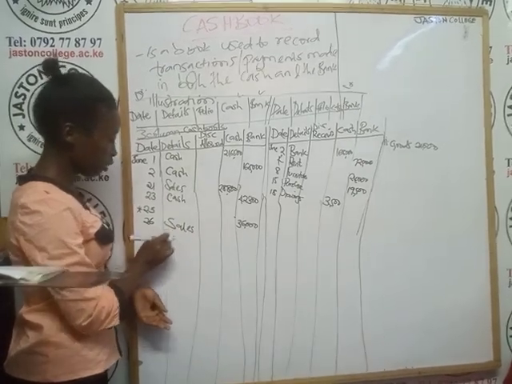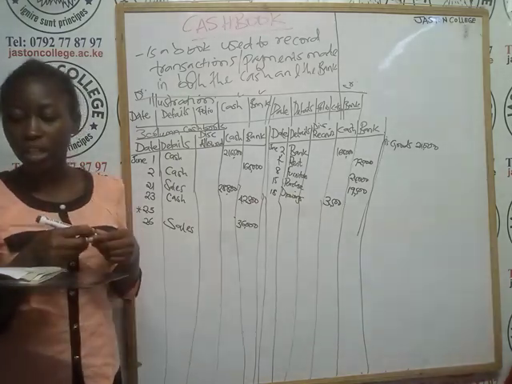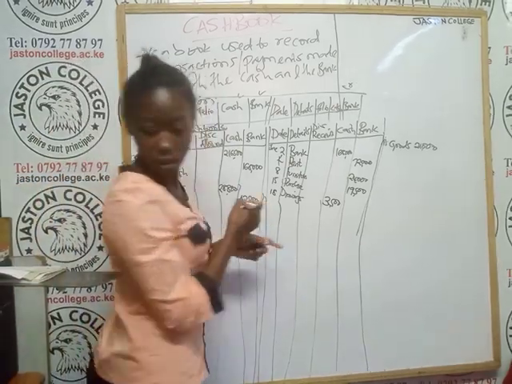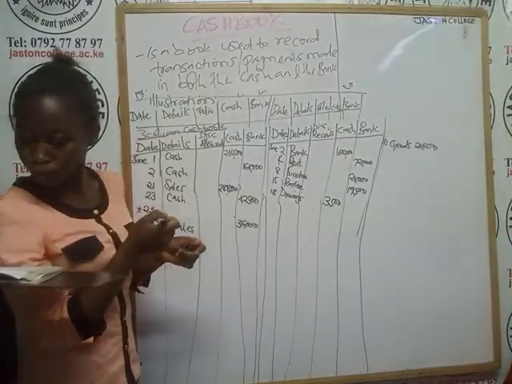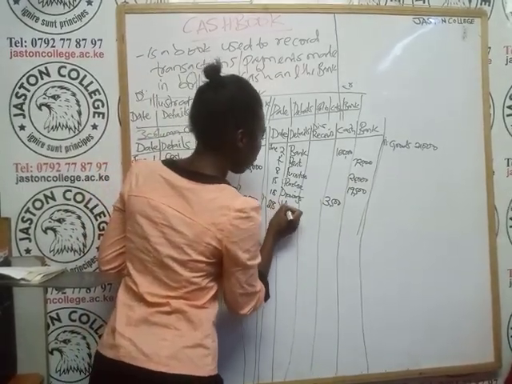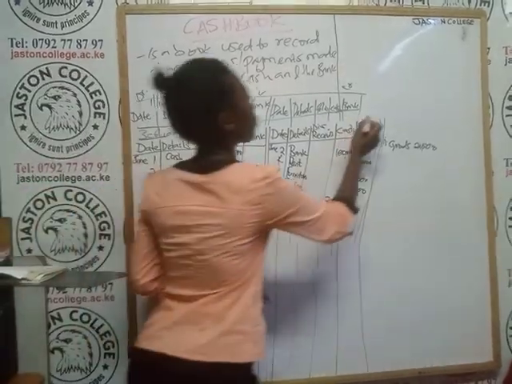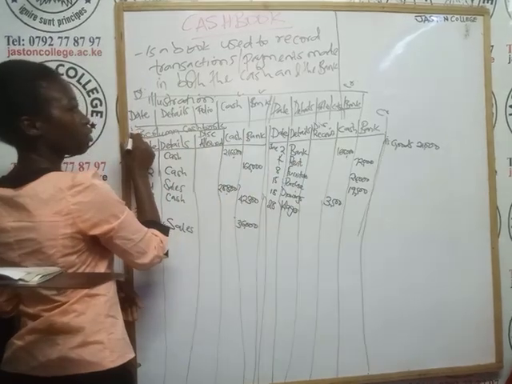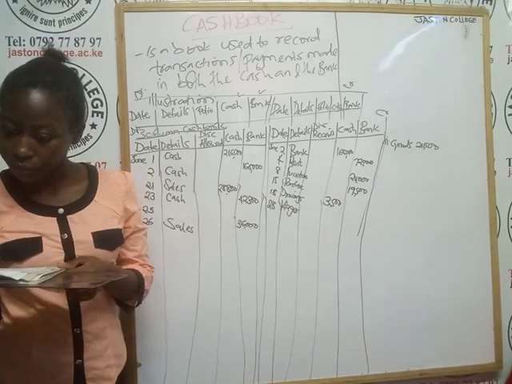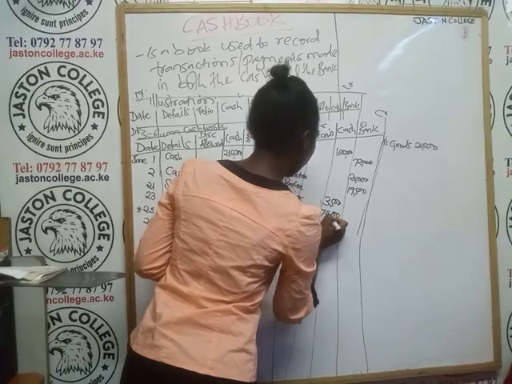We will go to the next date, date 28th, he paid wages in cash, 7,400. Because of wages, our cash reduced, so we are going to credit cash. Our cash reduced with 7,400.